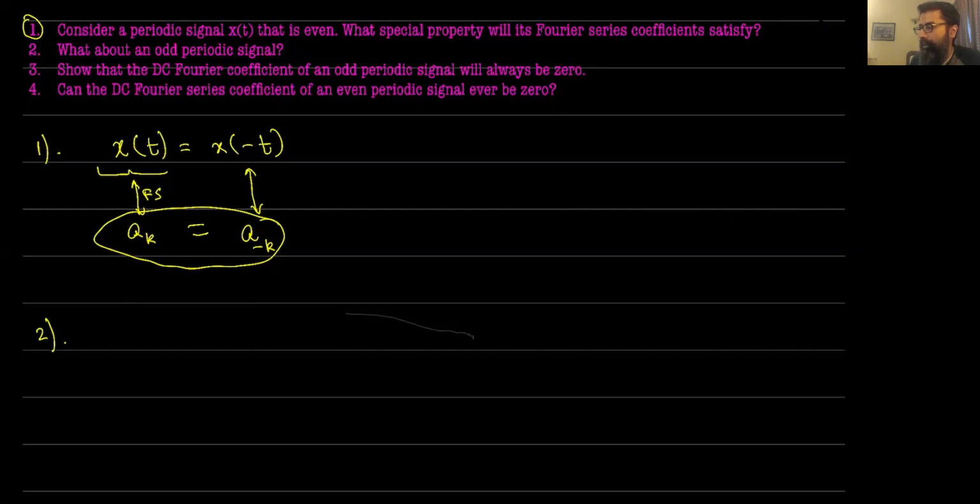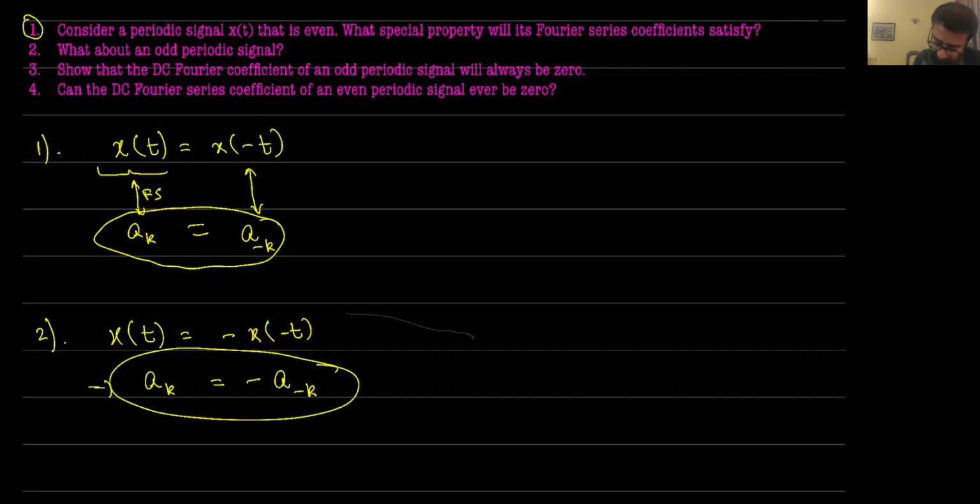He says that the coefficients would also be odd, and that's true. So x of t equals minus x of minus t. Therefore, A k must be the same as the Fourier series coefficient for these, and the Fourier series coefficient for these we know is minus A of minus k. So this is the condition that needs to be satisfied.